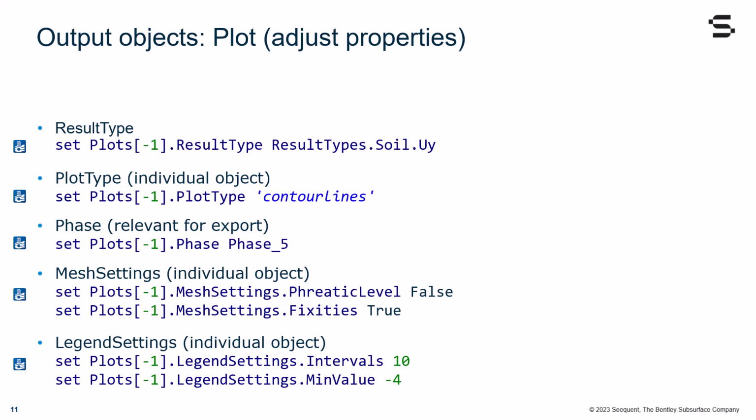To adjust the mesh settings, I can run the following: set plots -1 dot mesh settings dot phreatic level false, that is to hide the phreatic level. Set plots -1 dot mesh settings dot fixities true, to show the fixities in the plot. Also, to change the available legend settings, I need to run set plots -1 dot legend settings dot intervals 10 for the intervals to be considered, set plots -1 dot legend settings dot min value -4 for the minimum value in the legend.